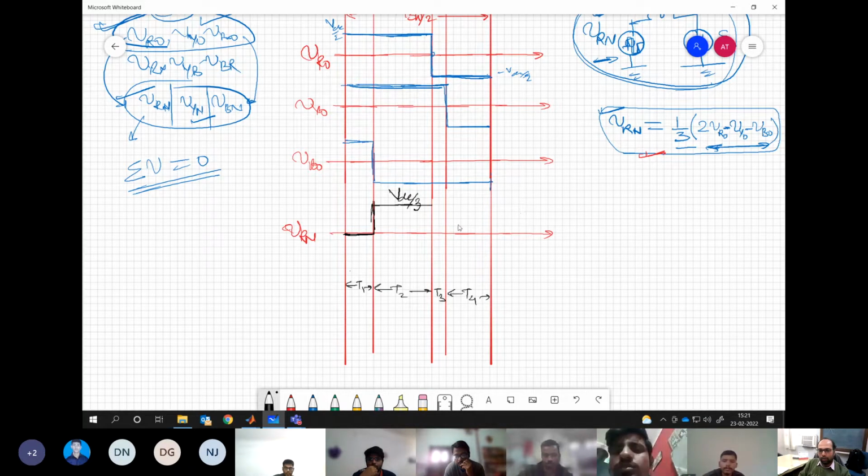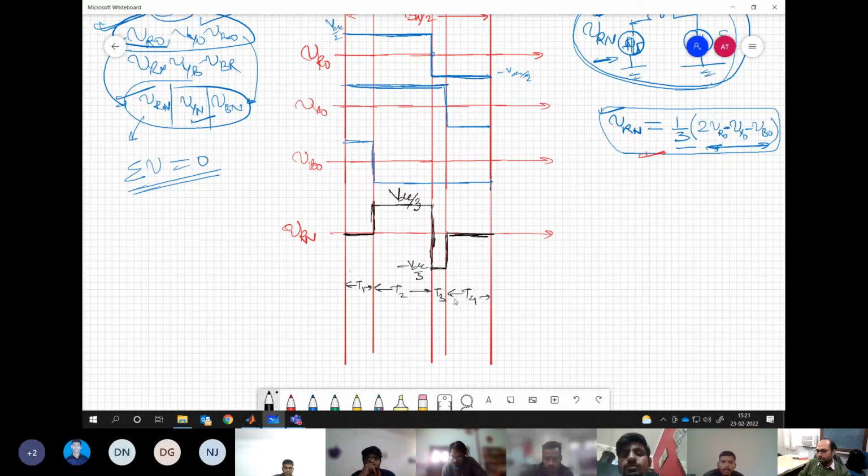Correct? Now, during this T3 interval, minus VDC by 3. Everybody getting that? Yes, sir. And then T4, 0. Does this look logical to you or not?